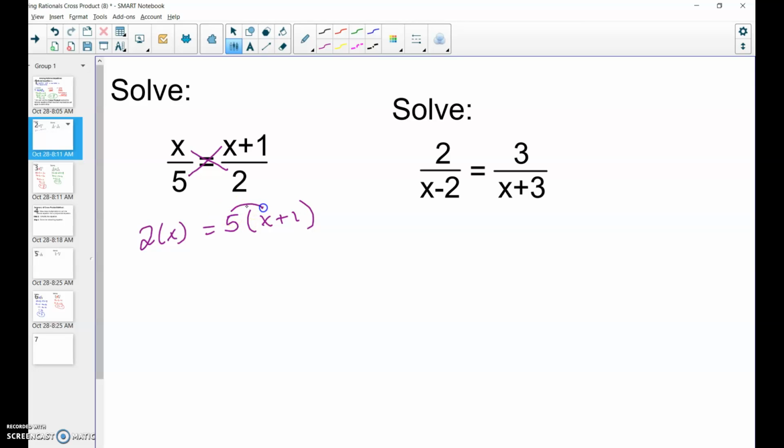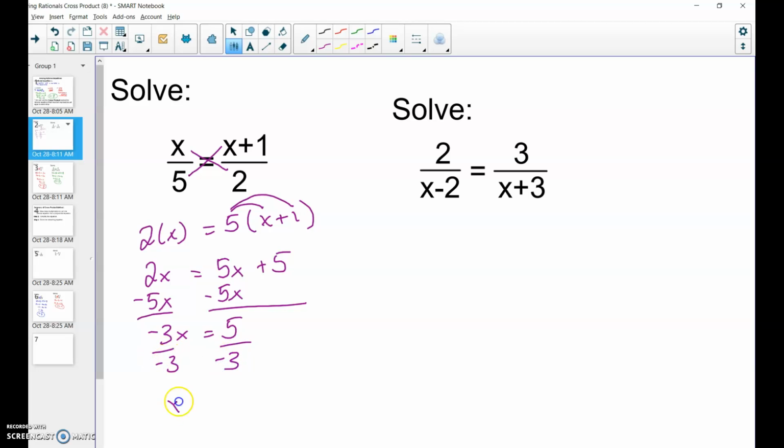so that you know you have to distribute the number in front. So our next line here, we're going to simplify, and I'm going to distribute that 5. 2x equals 5x plus 5. Now I'm going to solve for x. So I subtract 5x from both sides, and then divide both sides by -3. So x equals -5/3. Okay, pretty straightforward.